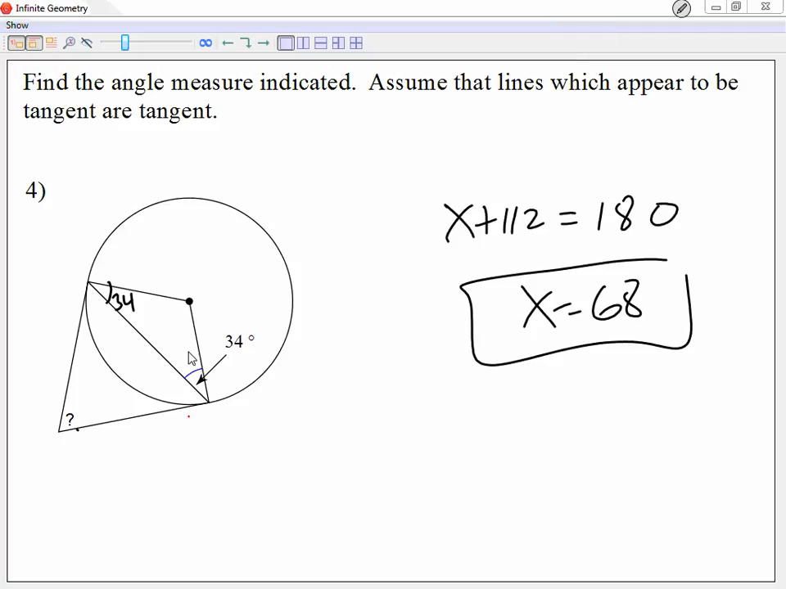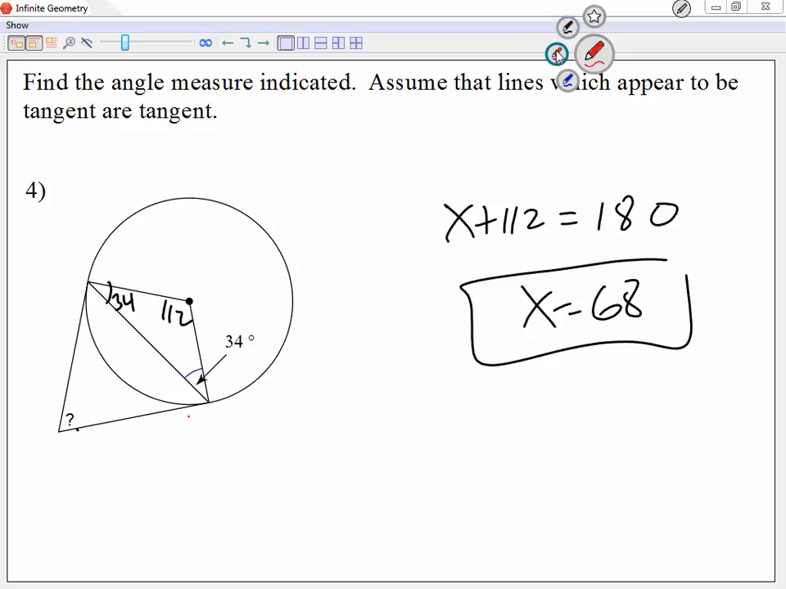Okay. So 34 and 34 is 68, right? I added those two. It's 68. So for me to find out the third angle, subtract 68 from 180. I'm just going to go 180 minus 68. And that's how we got 112. So that's how we got that corner.